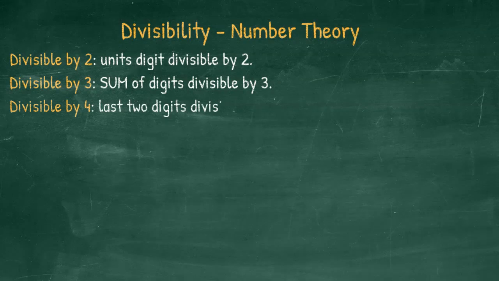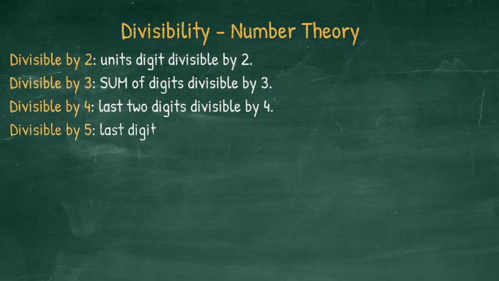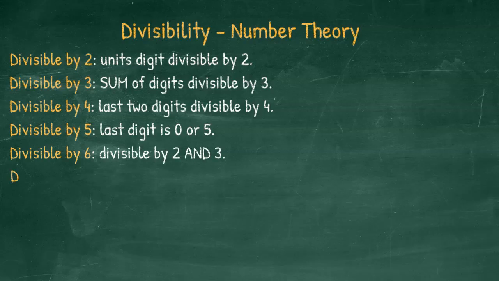Pretty cool. Divisible by 4 is kind of like the 2 one. Here you have to look at just the last two digits. If 4 goes into the last two digits, then the whole large number is divisible by 4, no matter how many digits it has. Divisible by 5, again, that's easy. You should know if the last digit is 0 or 5, it's divisible by 5.